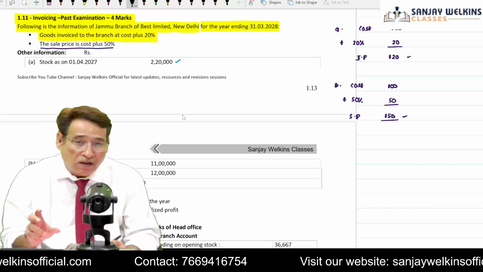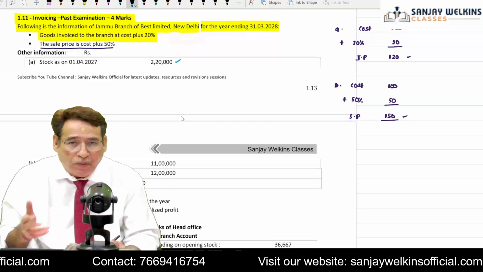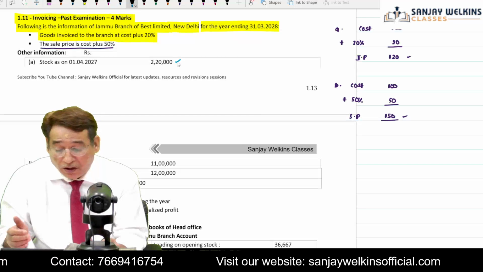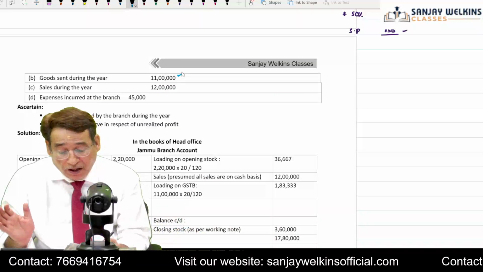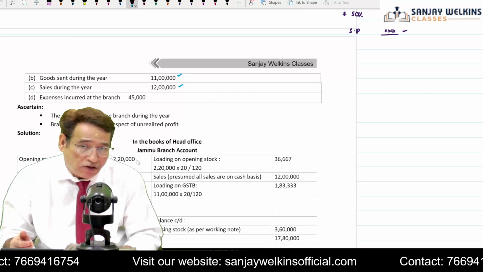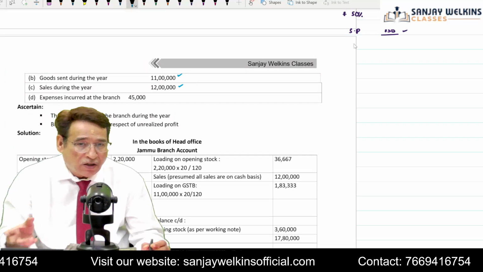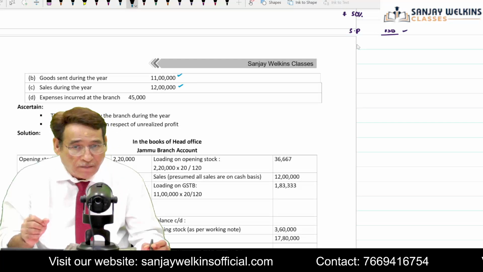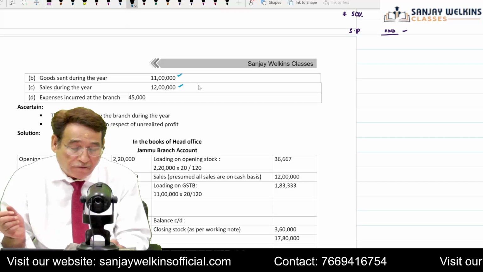Now further in this question, you are being given opening stock. Nothing is written, but in case of invoicing questions, or questions based upon rates, even if nothing is mentioned, we presume that opening stock is at invoice price. Goods sent to branch, again, will be considered at invoice price. And sales is given. However, you must not forget that this time the branch is selling the goods at cost plus 50%. So sales obviously will be at selling price, and selling price is 150.